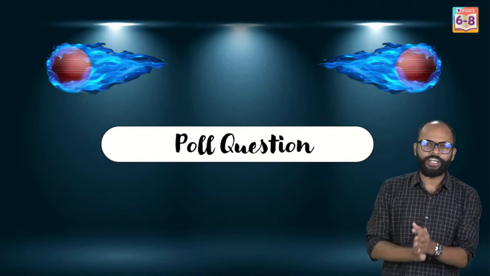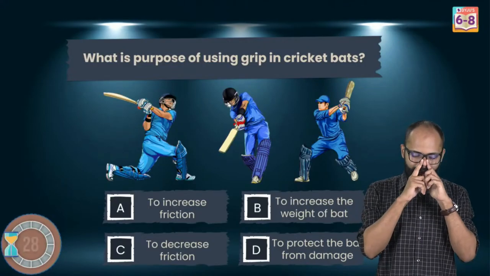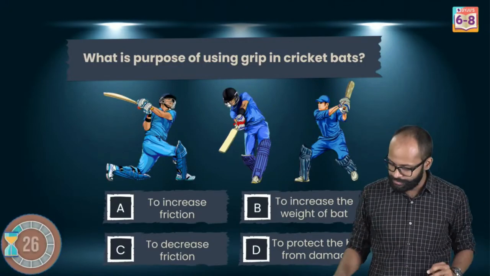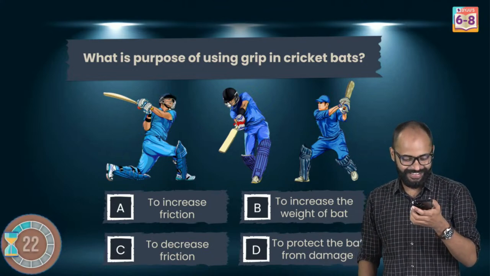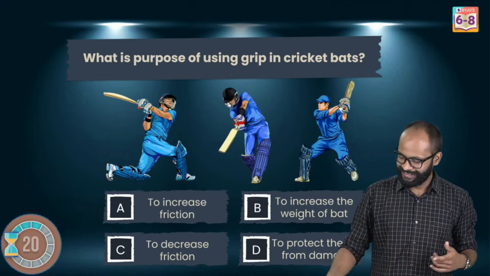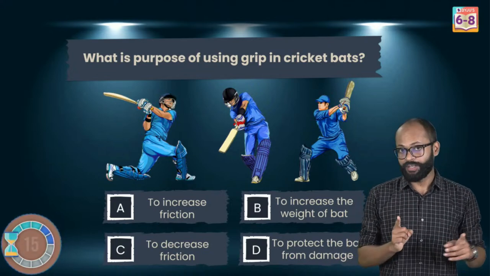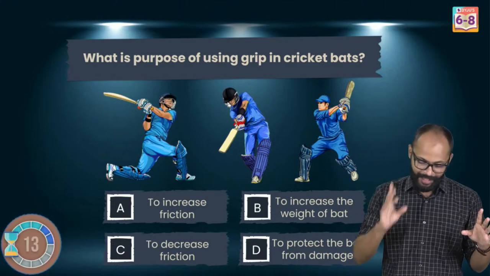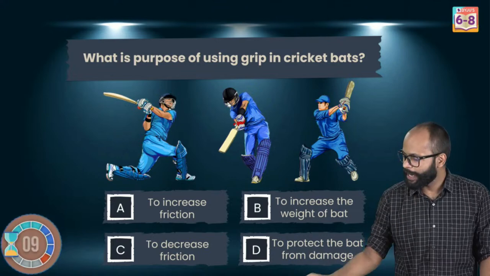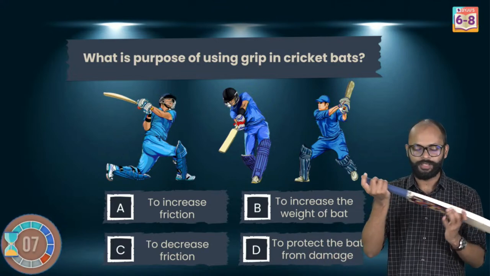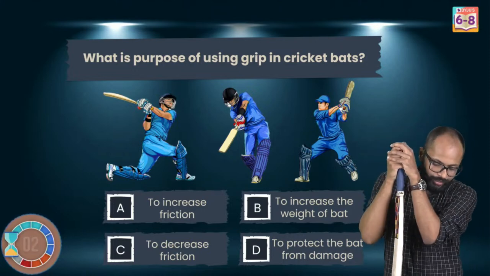Yes, come on. Ready for the next poll question? The next poll question on your screen is this. We have four options, A, B, C, D. Science is life. What is the purpose of using grip in cricket bats? A, to increase friction. B, to increase the weight of the bat. C, to decrease friction. Or D, to protect the bat from damage.